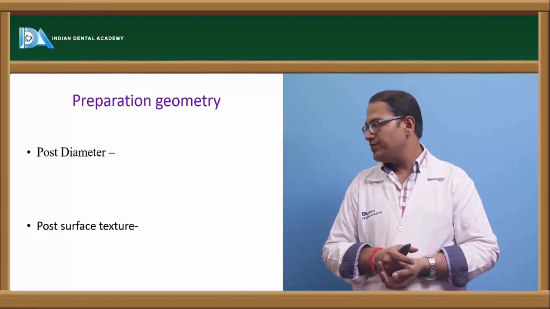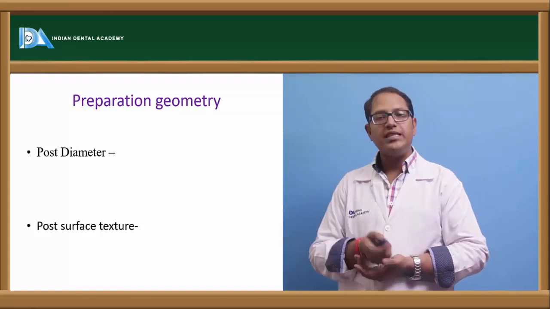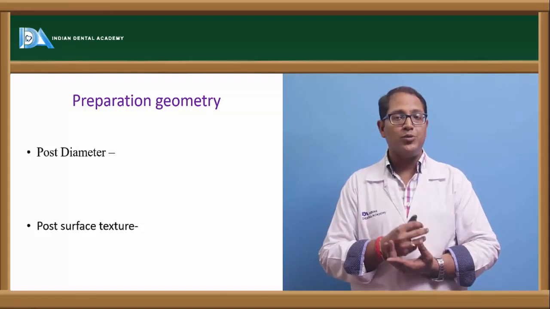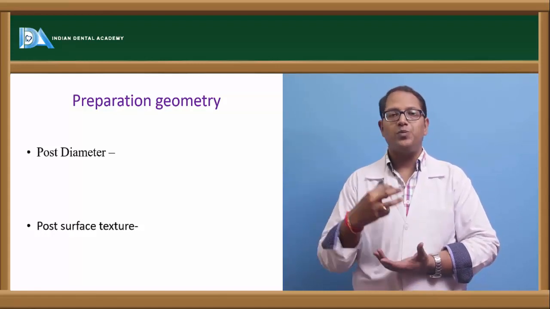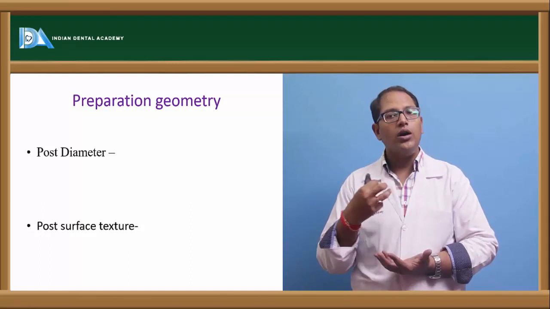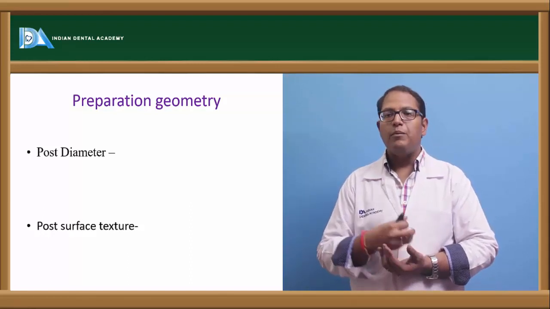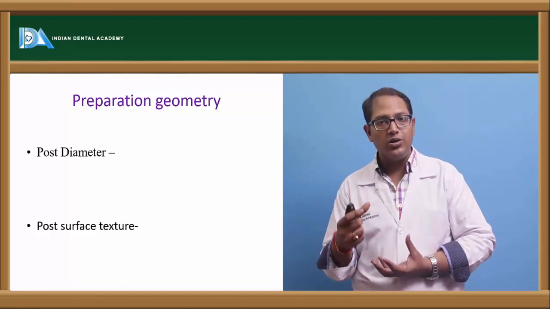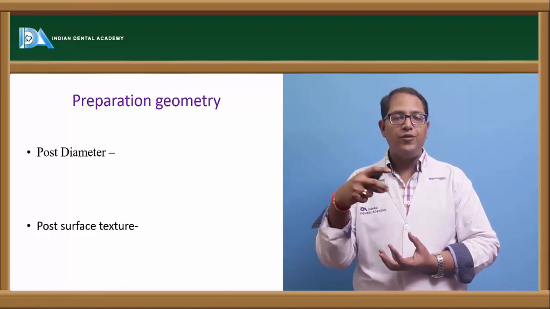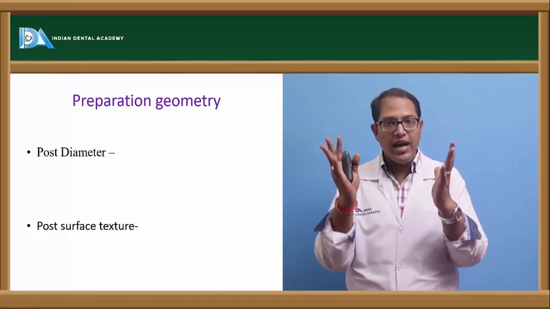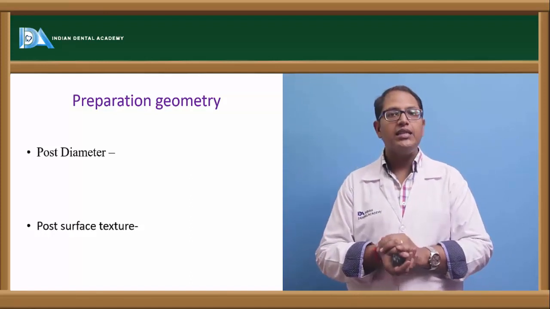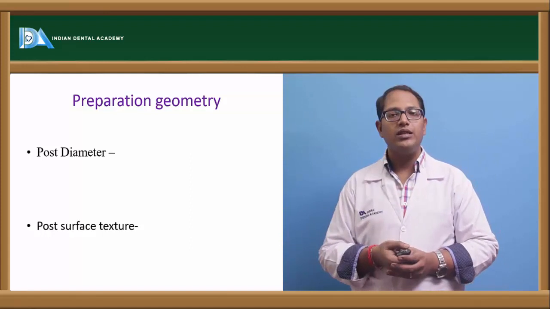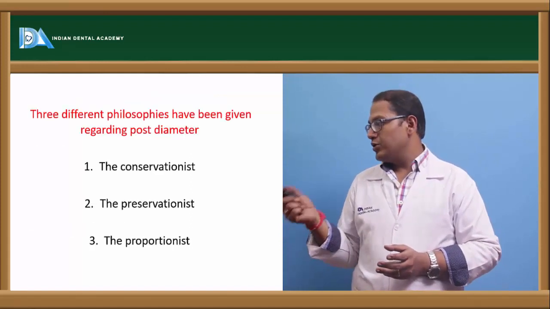Coming to post surface texture, there is no recommendation on whether you are supposed to use a smooth or a serrated surface or any other such kind of thing. But yes, whatever surface texture we are using has to be accurate. If we are using an active post, we need to see that we have enough space in the dentine and the tooth structure is sound. Then we can go ahead with the active kind of post.